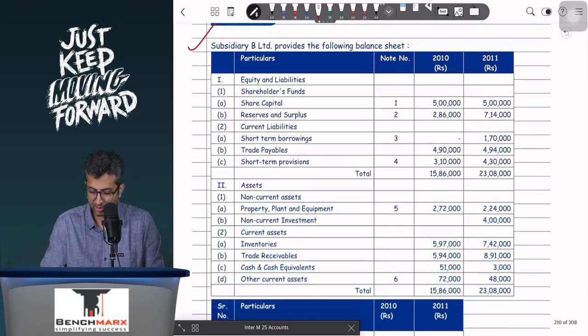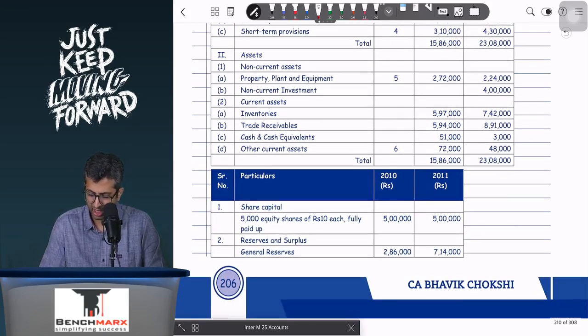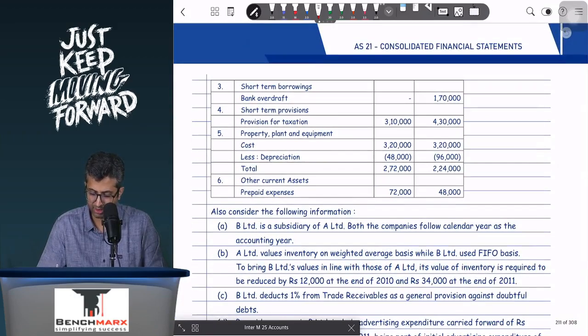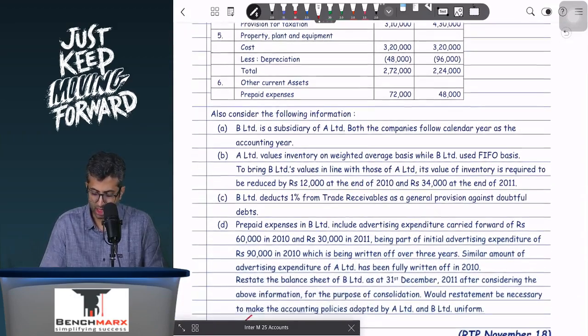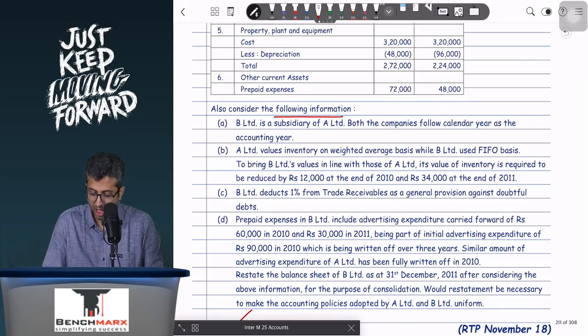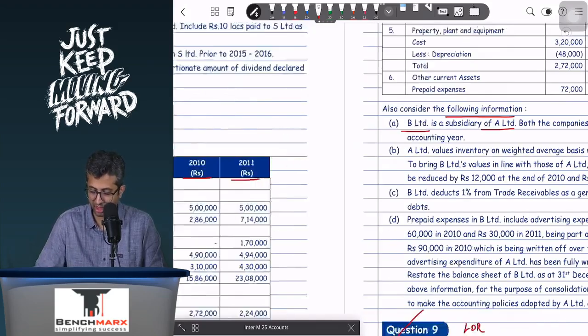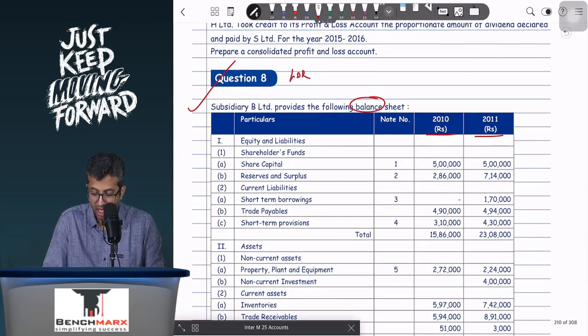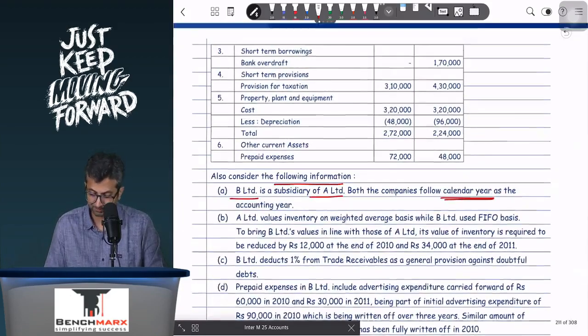Over here, subsidiary B provides the following balance sheet. Again, as on 2010 and 2011, the entire balance sheet is there. Then you have the share capital, reserves, and all the notes. Also consider the following information. Now, B is a subsidiary of A. Both companies follow calendar year as their accounting year. So the year ending is 31st December. And this is the balance sheet of subsidiary B.